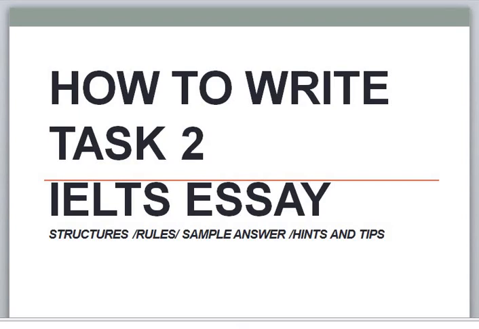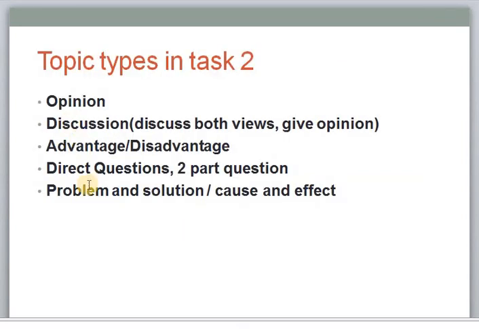So let us begin. Before anything else, let's get to know first the different types of topics in Task 2. They are opinion, discussion, or discuss both views and give your own opinion, advantage and disadvantage, direct question topic or two-part question, problem and solution, or cause and effect. It would be of great help that you are familiar with these things because it will allow you to answer the task correctly. Alright?